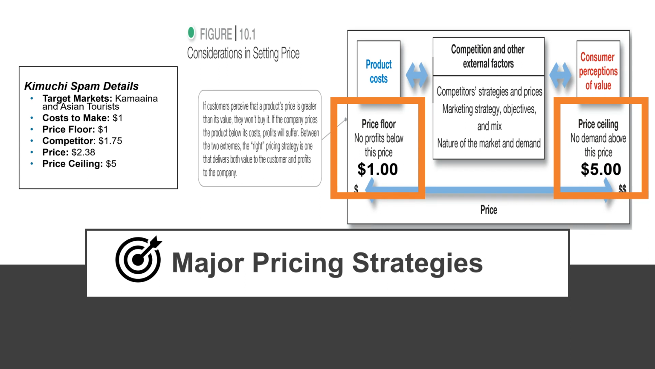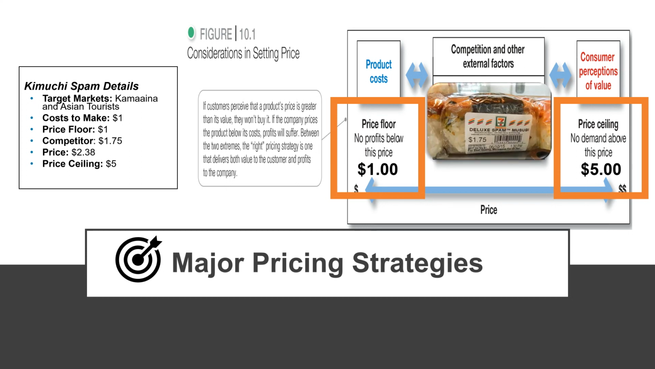So somewhere between the $1 and $5 is a price that we have to have. And one of the things that we need to make sure that we understand is where are our competitors? What are their strategies? And the nature of the market. So let's take a look at one of our biggest competitors, which is 7-Eleven.